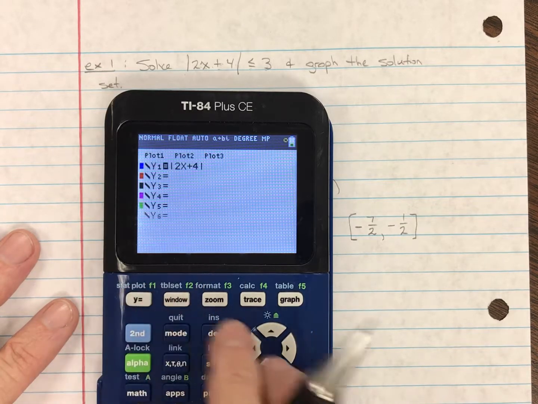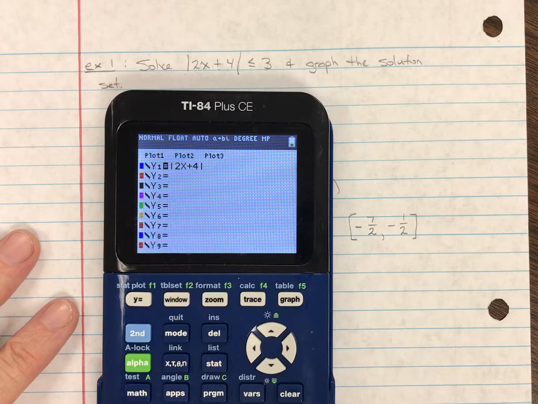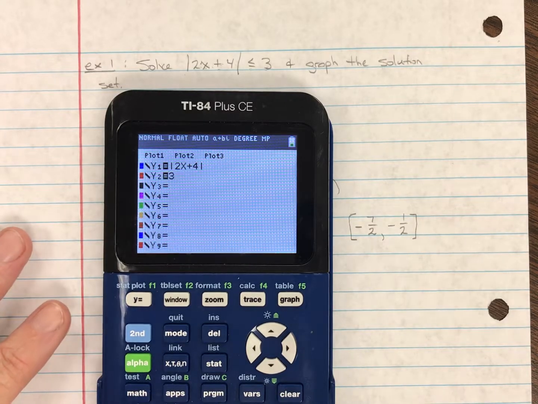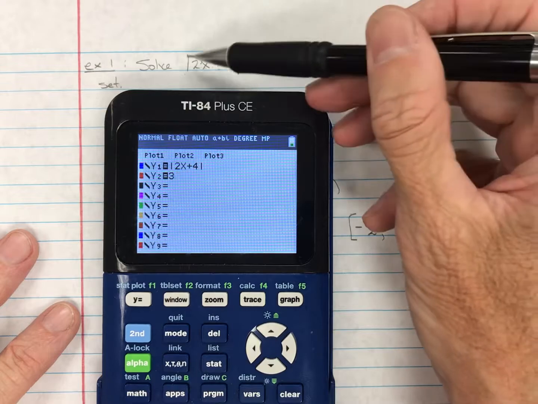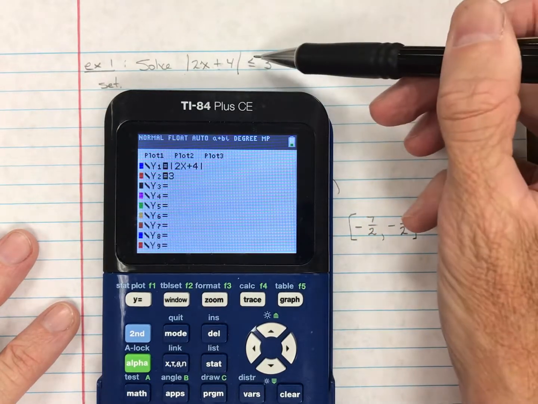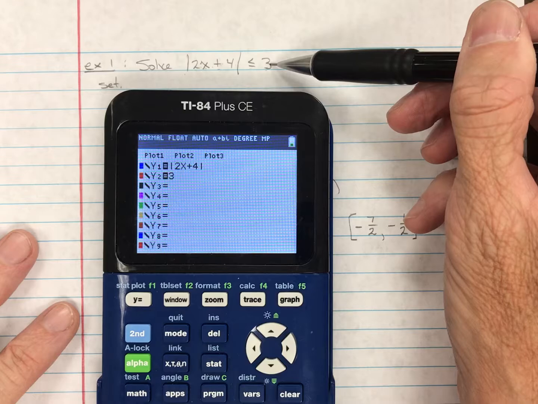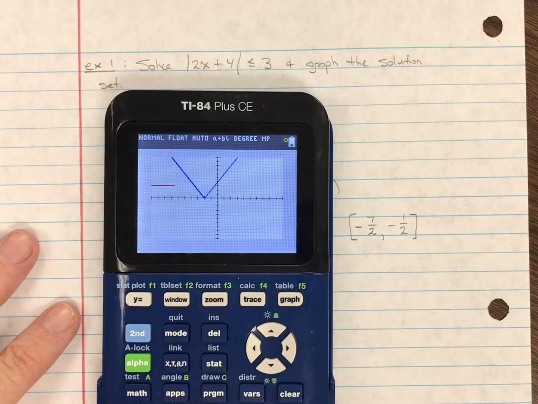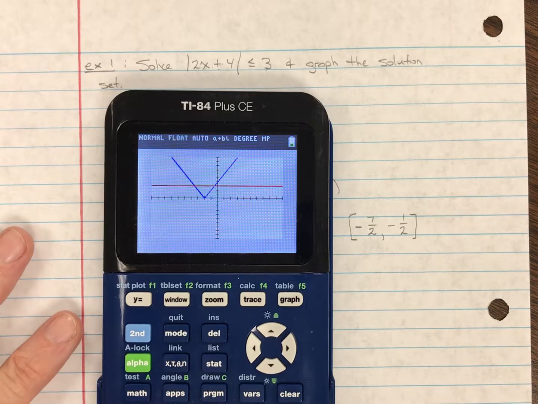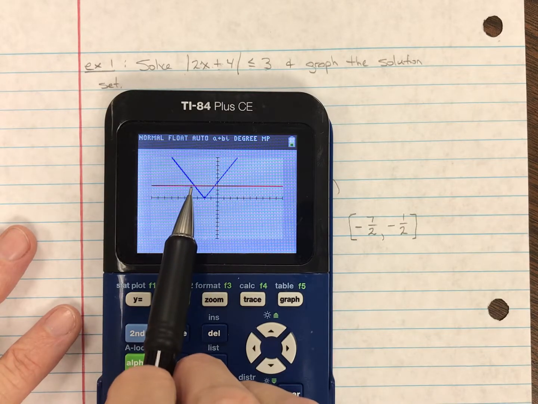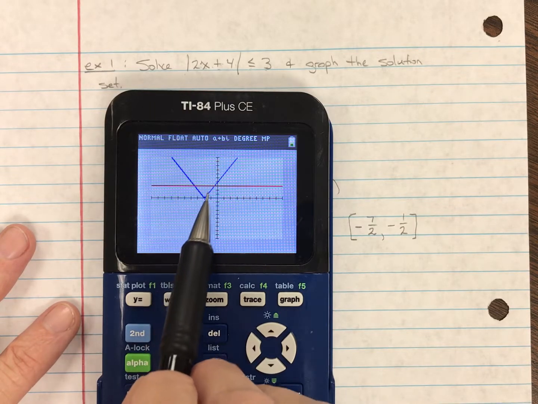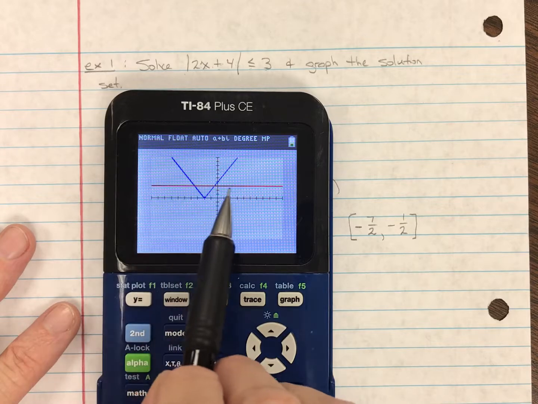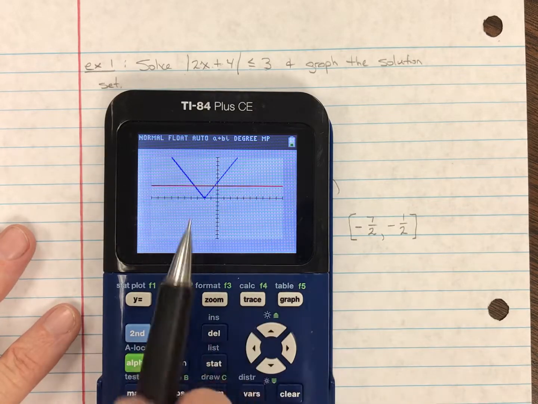Let's go back to y equals, and let's put in 3 as our y2. We know that y equals 3 is a horizontal line that crosses the y-axis at 3. And we want to know when is the V, the blue graph, below the horizontal line y equals 3. There we have it. So when is it below? Well, it's below between this intersection and this intersection. That's the part that shows that it's below the y equals 3 line.